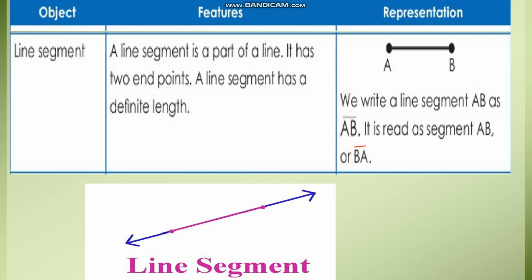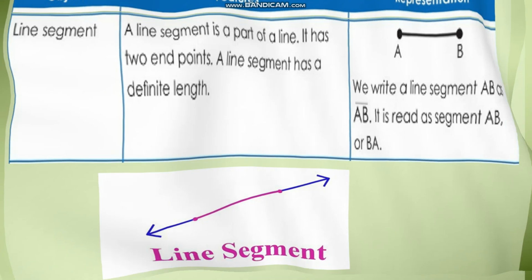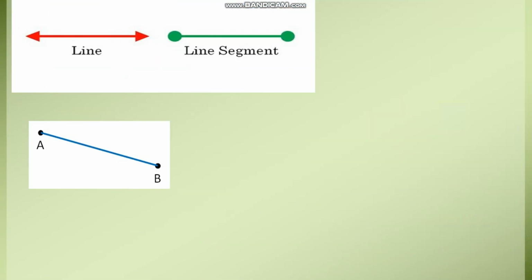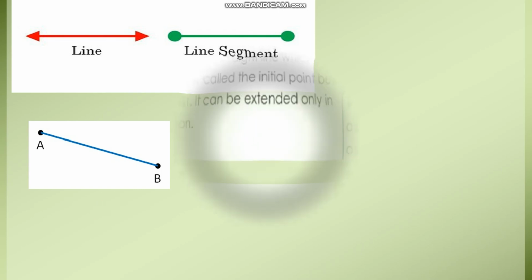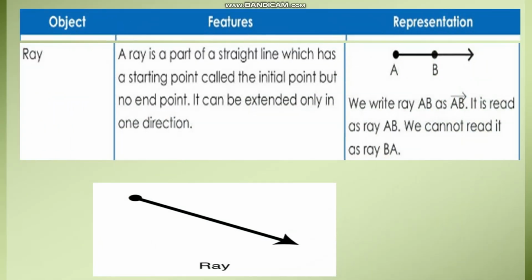Now we are studying about rays, and before that, look, it is a line, and this is a line segment, and this is also a line segment, and we can write the name of this line segment as segment AB or segment BA. Got it? Now the next one, ray. Okay, ray. What is a ray?